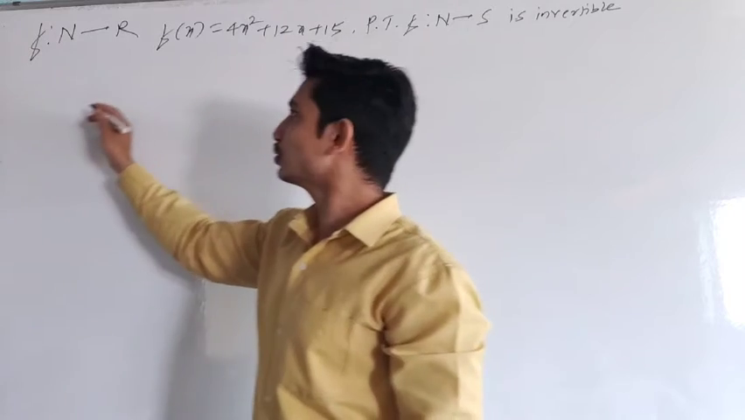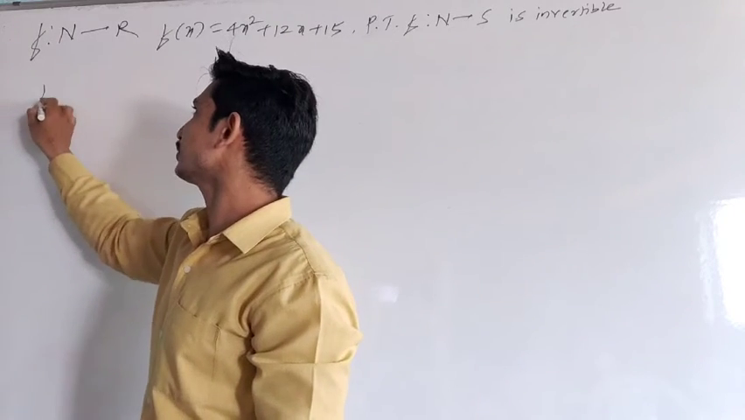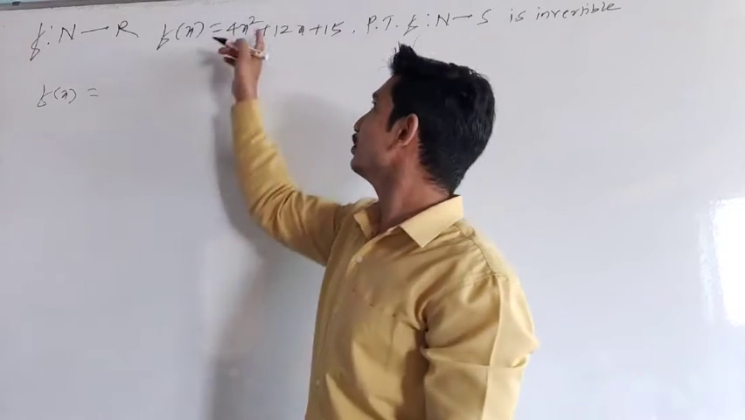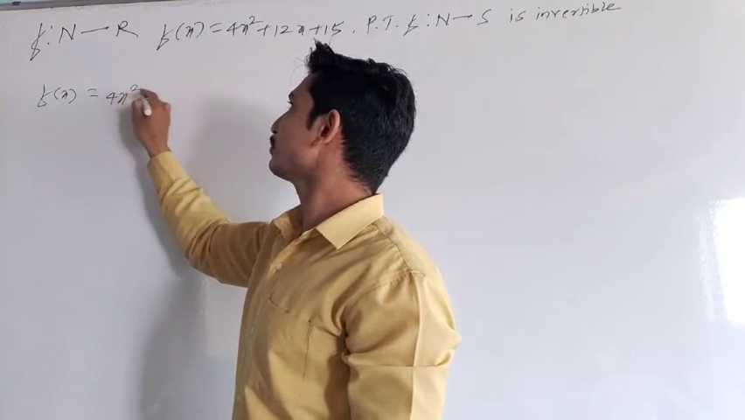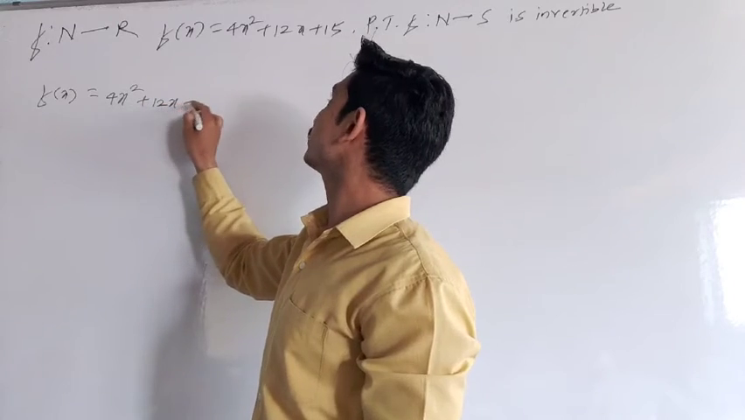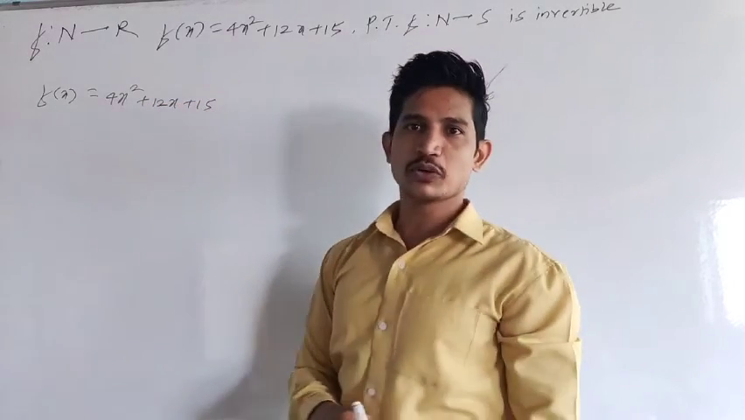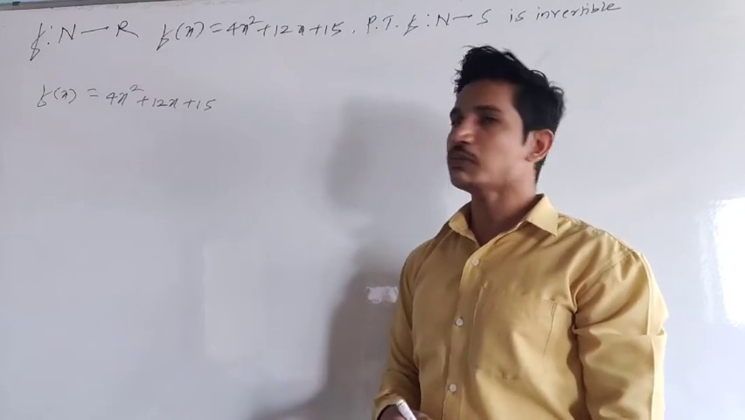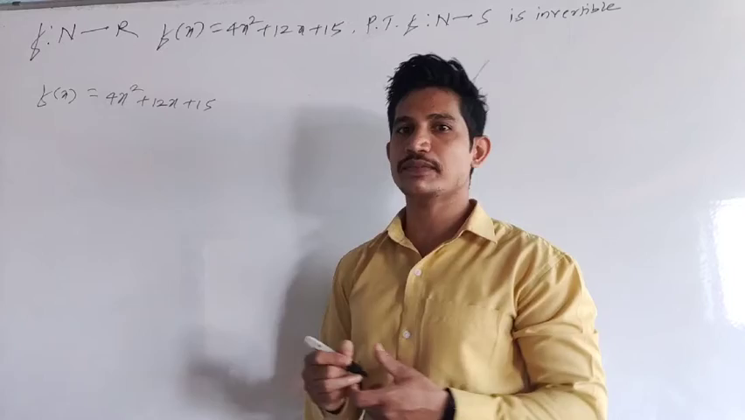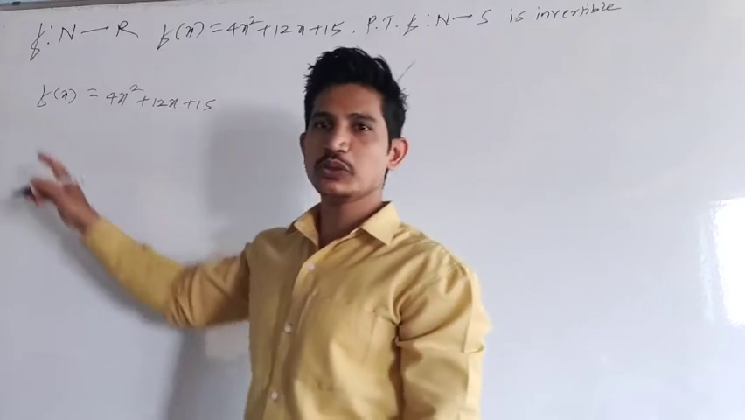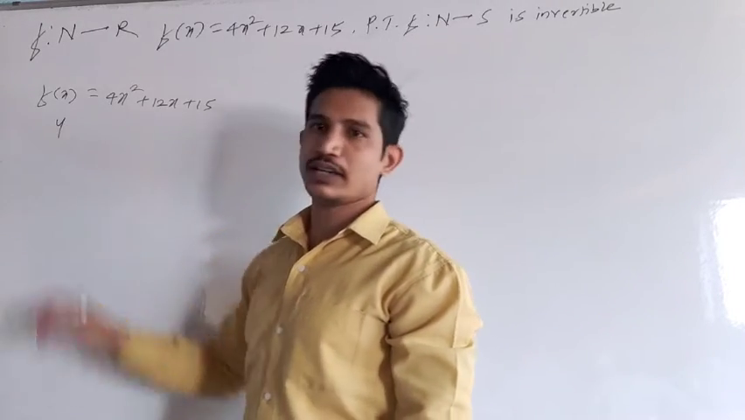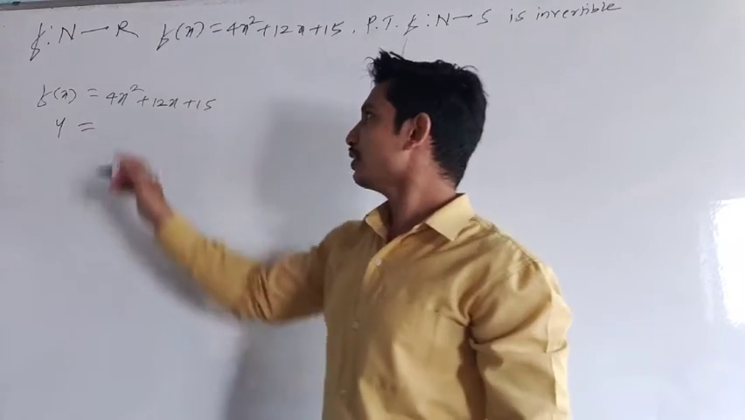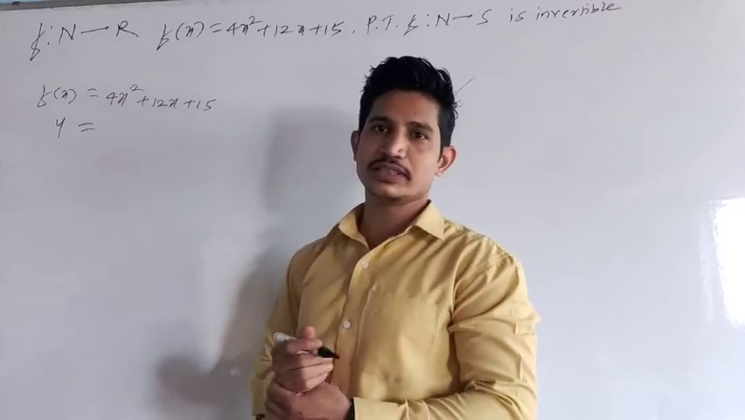First of all, what is given here? f of x is given, so write f of x is equal to 4x square plus 12x plus 15. Now what do we want to find? We want to find the value of x. As I told you, f of x we take as y. So y is equal to 4x square plus 12x plus 15.